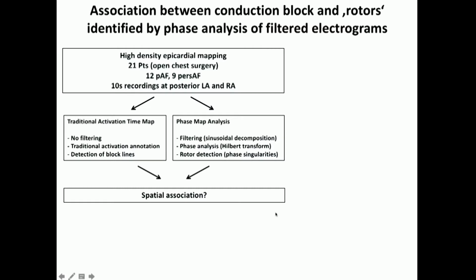Then we went back to our patients, 21 patients, 12 with paroxysmal, 9 with persistent atrial fibrillation. We looked at 10-second recordings at the posterior left atrial wall and also in the right atrium. And we did, on the very same electrograms, of course, the traditional activation time approach with no filtering, traditional activation time annotation, and we detected block lines and thus fibrillation waves. And on the other hand, using the same material, we looked at the phase analysis with filtering, with the Hilbert transform as the method to calculate instantaneous phase, and we detected the rotor using the usual phase singularity detection algorithm that is also implemented in all those systems.